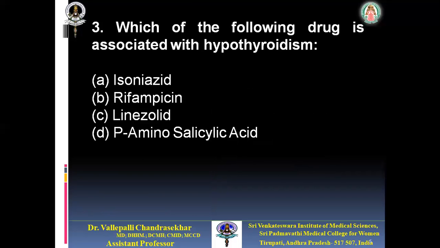Third question, which of the following drugs is associated with hypothyroidism? A. Isoniazid, B. Rifampicin, C. Linezolid, D. Para-aminosalicylic acid. D. Any other options? Okay, majority are opting for D and some for rifampicin, right? Thyroid disorder is a very important problem, so we have to know which drug is associated with hypothyroidism. We will see at the end of the session.